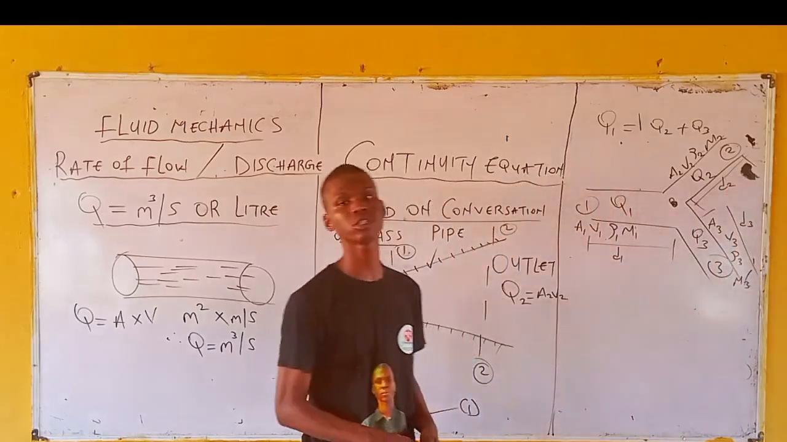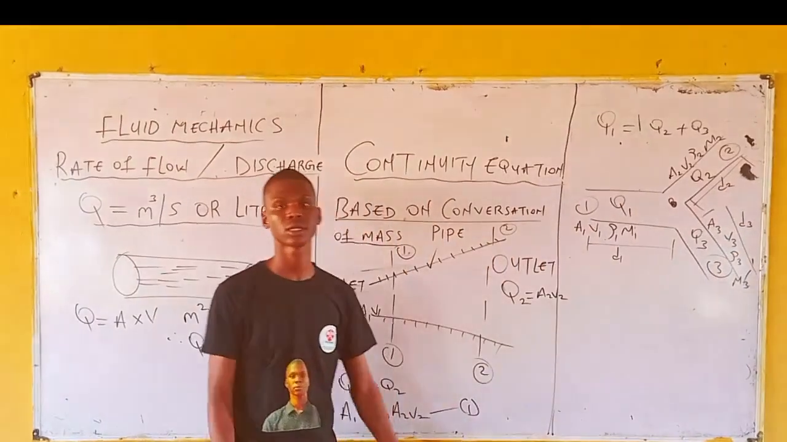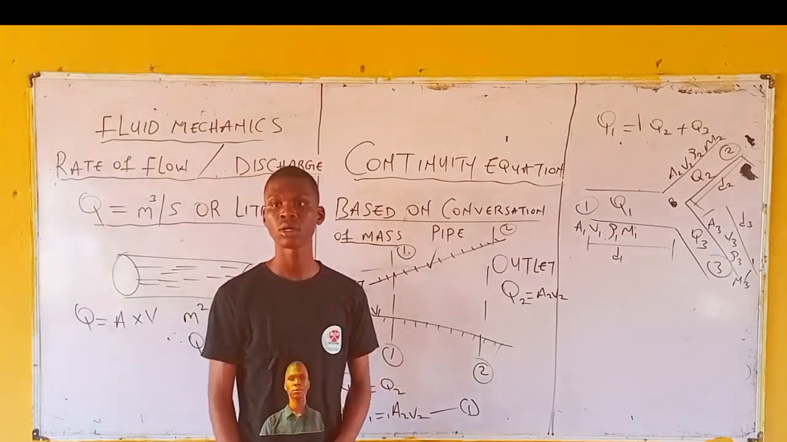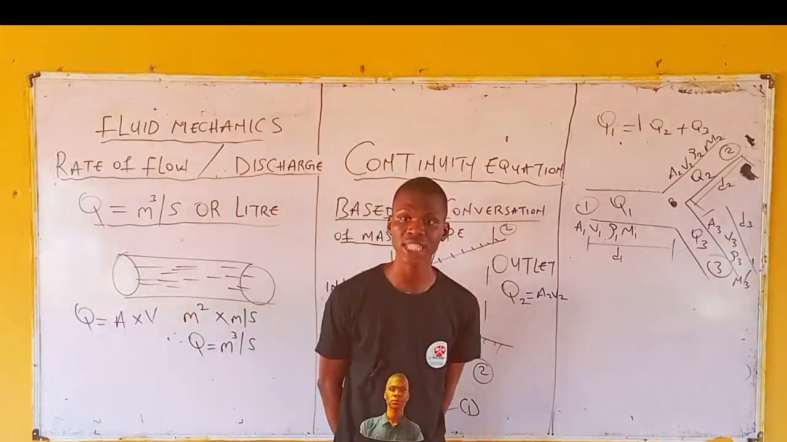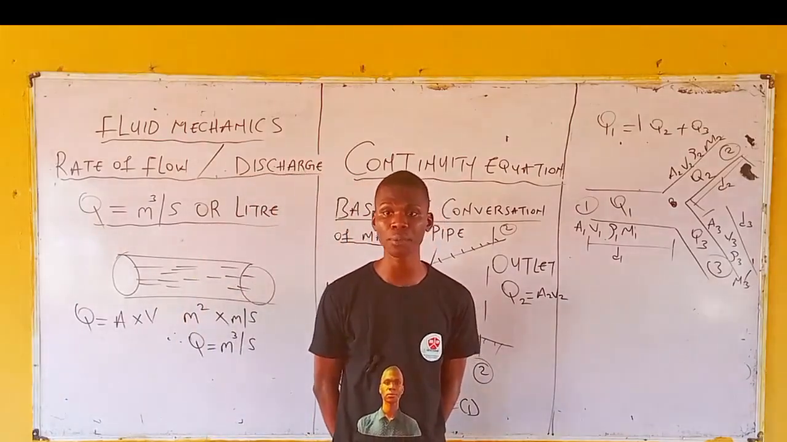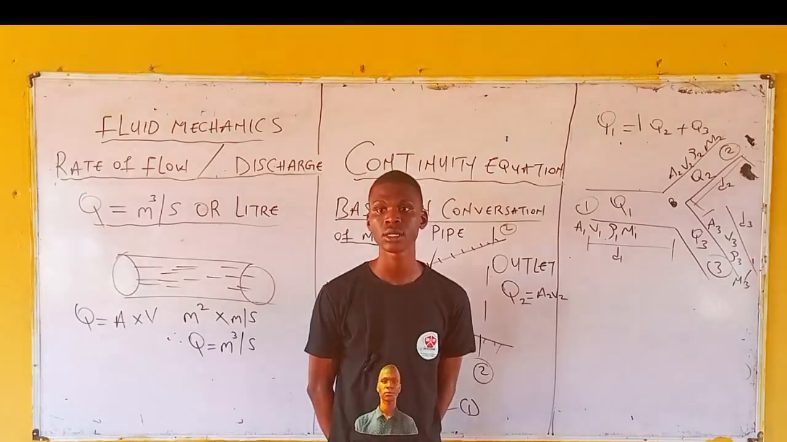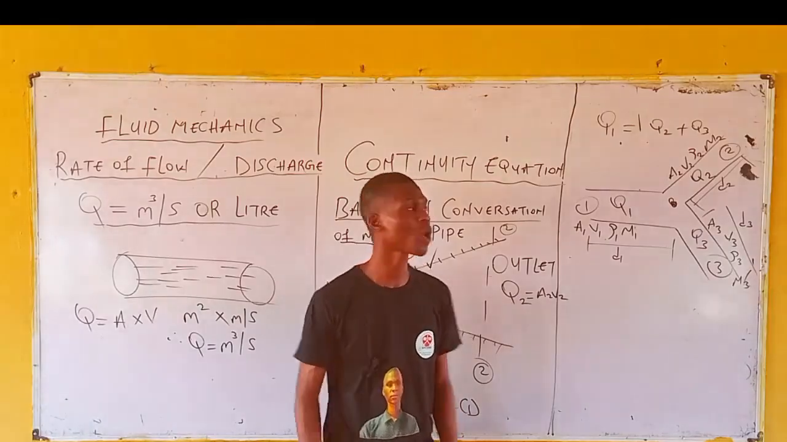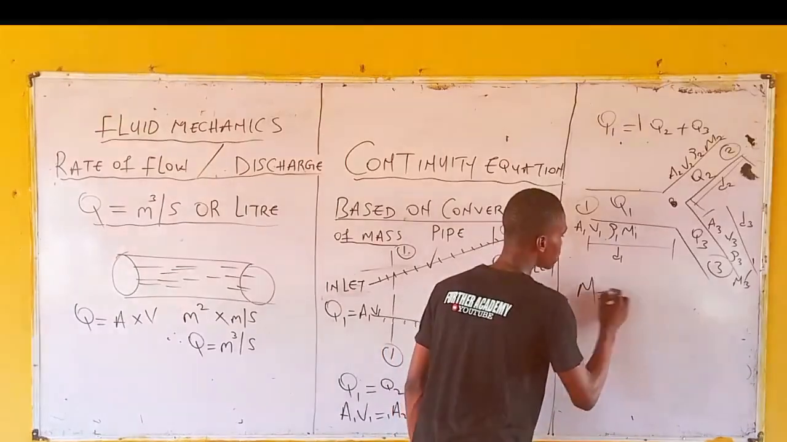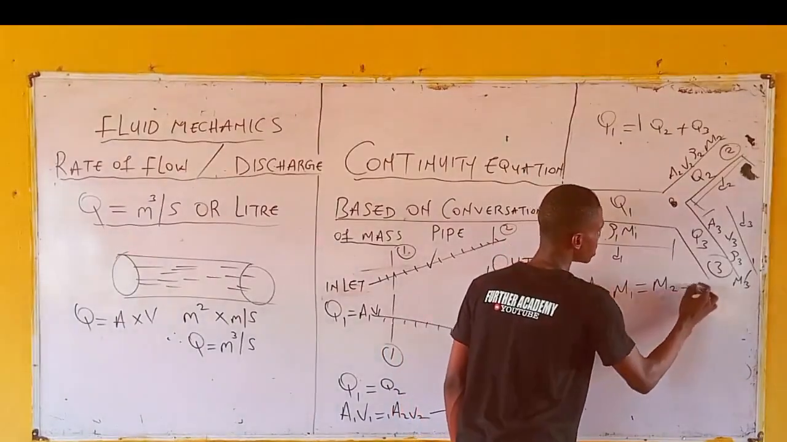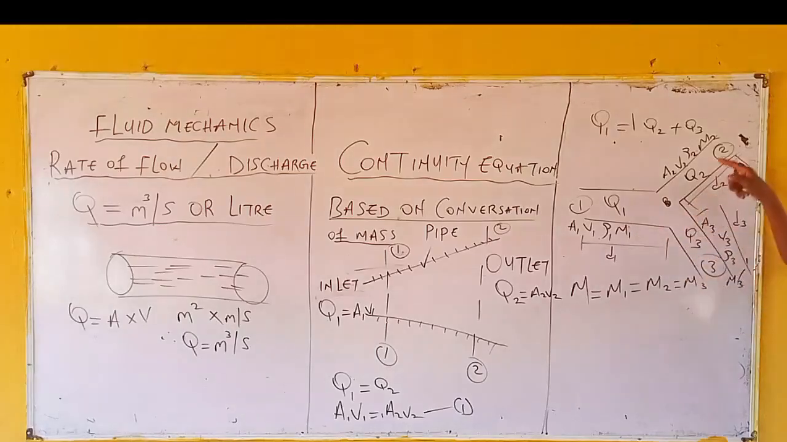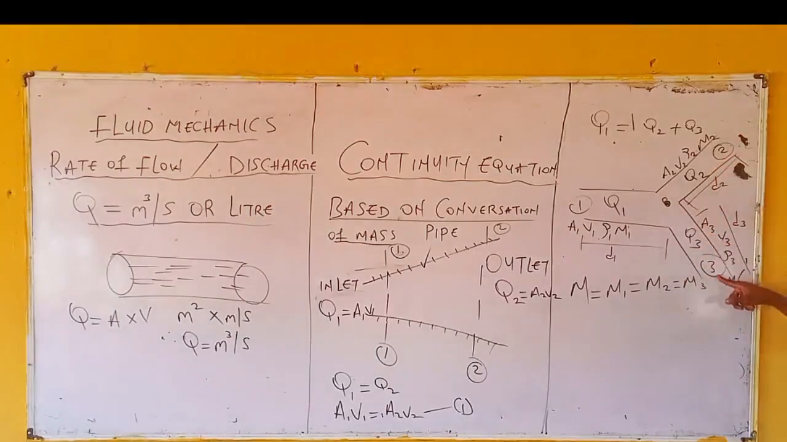Now go back to the continuity equation in terms of conservation of mass. Read what you have. If no fluid is added or removed from the pipe in any length, the mass passing across different sections shall be the same. What this means is that M, which is the mass, is equal to M1, is equal to M2, is equal to M3. This inlet is what will determine the quantity of flow in section 2 and section 3. By the time you sum this up, you have the actual flow entering it.